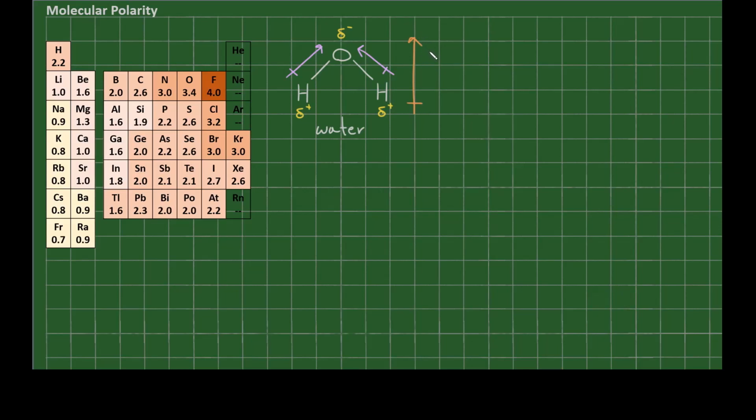The next example I want to look at is ammonia. As before, the first step is to assign partial charges, and I do that by using the electronegativity table. Based on the values in the table, nitrogen is more electronegative than hydrogen, which means nitrogen will be pulling on the electrons more, which means nitrogen will be partially negative. And this in turn means that the hydrogens will be partially positive.